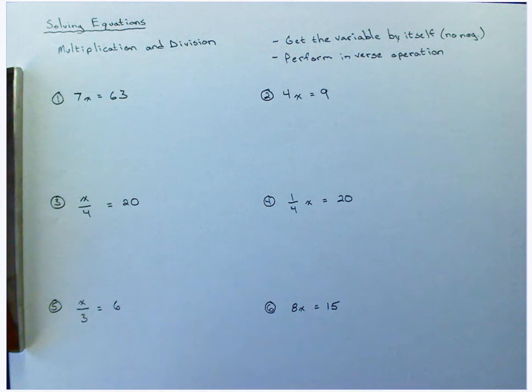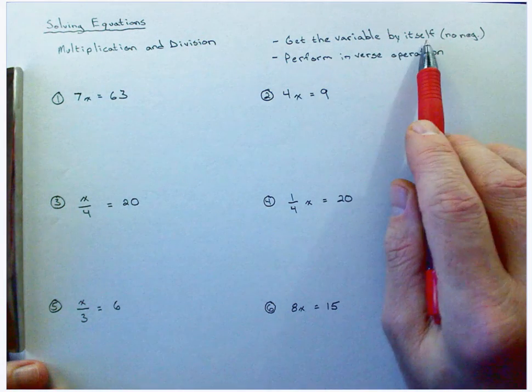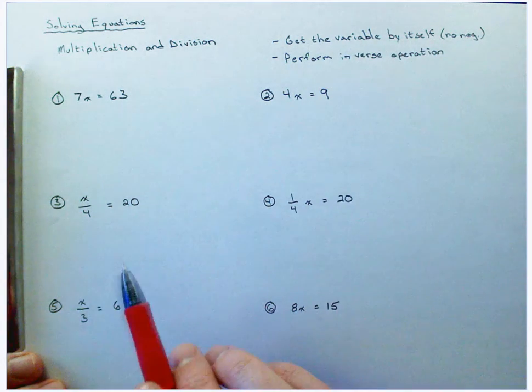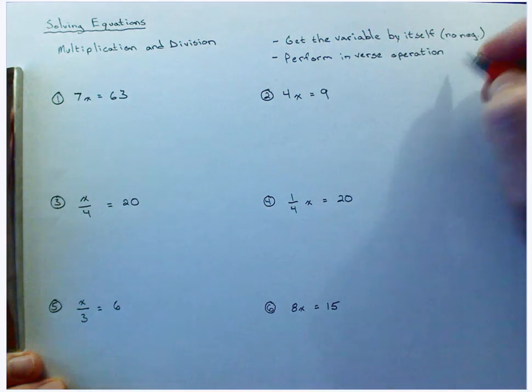Hello everyone, still solving equations. With this one we're looking at multiplication and division, and we're dealing with just a single step that's involved for this process. Again, we want to get the variable by itself, so I want the letter on one side of the equal sign and the numbers on the other.